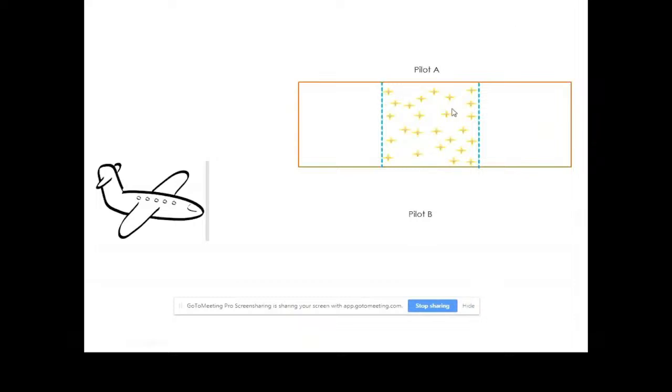The blue lines that you see, which are running parallel to each other, are the safe landing zone borders. The asterisks or the stars that you see are the historical data of every time pilot A has landed the plane. The good news is, Scott, pilot A has never crashed. He has always been within the safe landing zone.